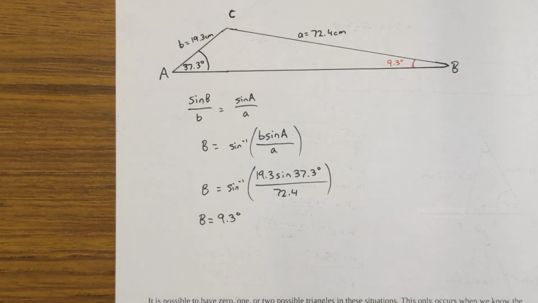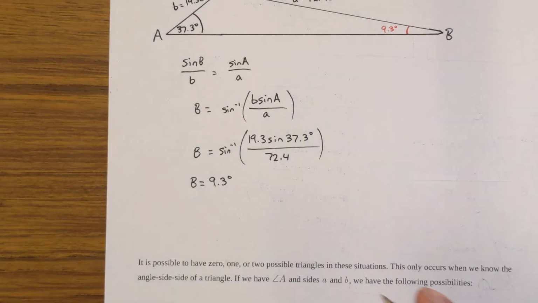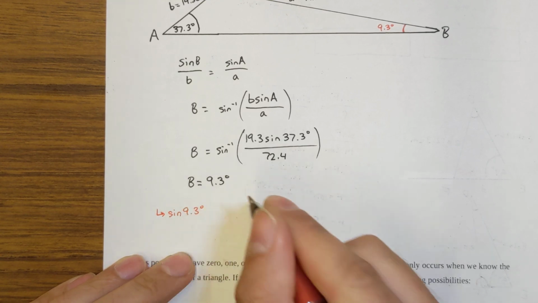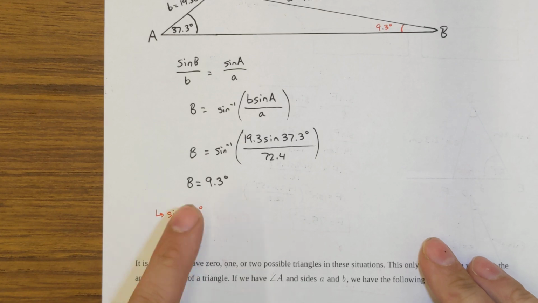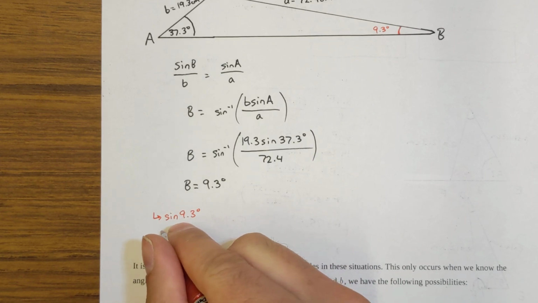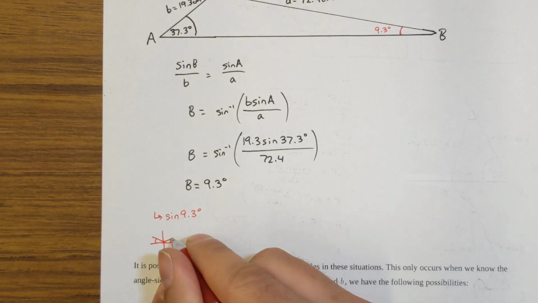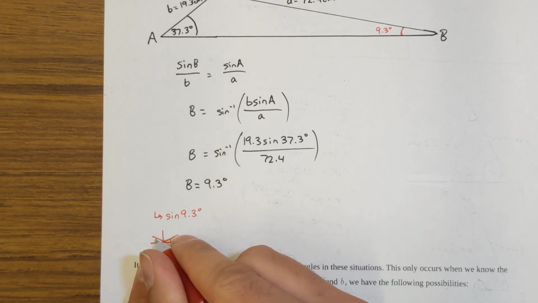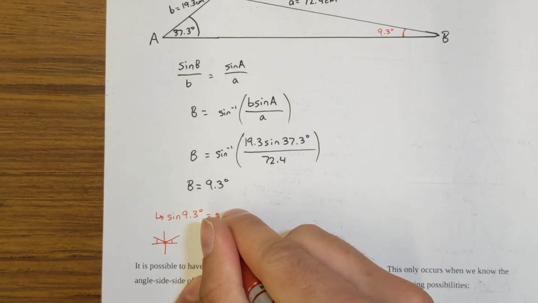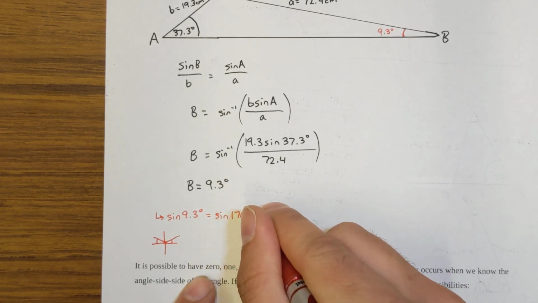Well, we know from what we talked about on here that there should be another angle bigger than 90 degrees that has the same sine as 9.3 degrees. And again, they should have the same related acute angle. So it should be 180 minus that 9.3 degrees. So this should be the same as sine of 170.7 degrees.